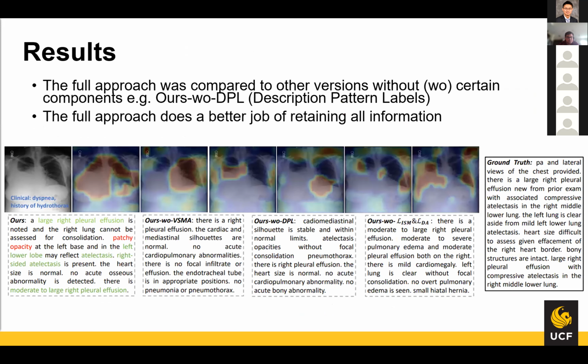So the results of this were that the full approach, using all of the features, all of the attention mechanisms that they introduced, was compared to other versions of the same approach without certain components. For example, you'll see descriptions of ours without, say, DPL there, which was description pattern labels. In general, the full approach does a better job of retaining all information over all other approaches.